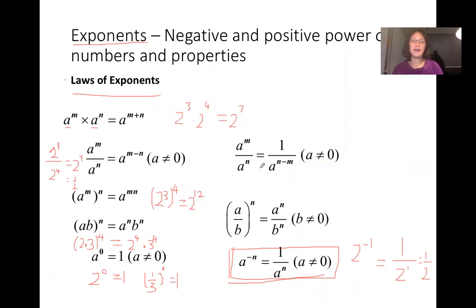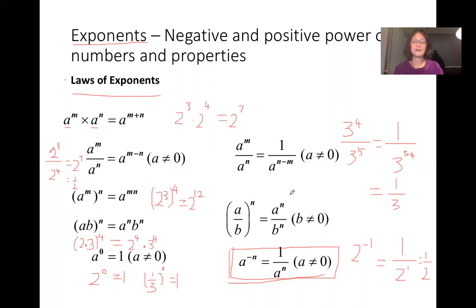And over here we have a^m over a^n equals 1/a raised to power n minus m. For example, 3^4 over 3^5 equals 1/3 raised to power 5 minus 4, and that equals 1/3.